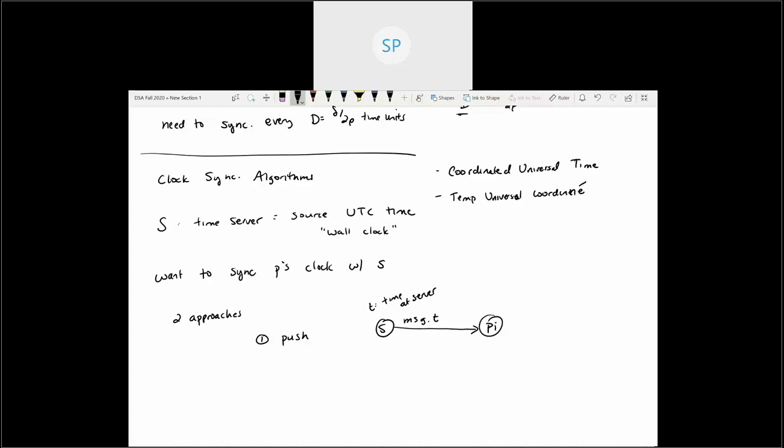So that's option one. Option two is what's called a pull protocol. In this case, Pi just sends a request: hey, server, what time is it? Or what time should I set my clock to? And then the server responds and says, this is the time. Then the process updates its clock in some way. So great, this looks easy. What's the challenge? What makes this a hard problem?